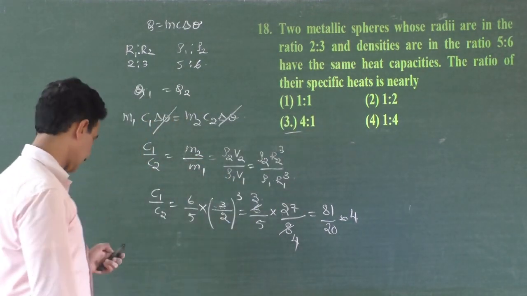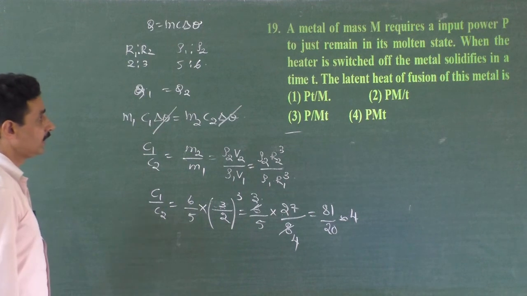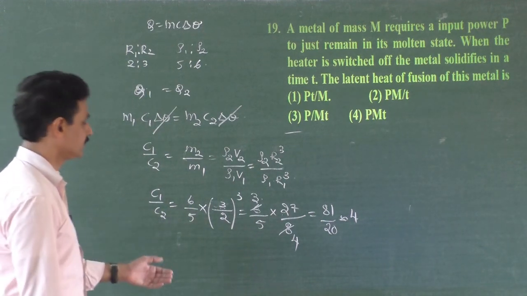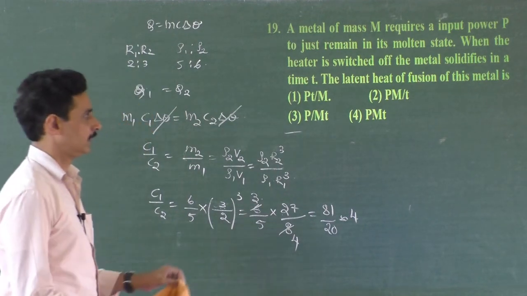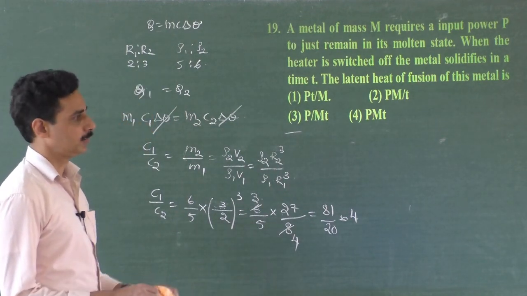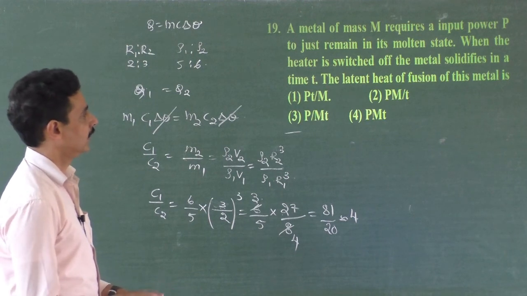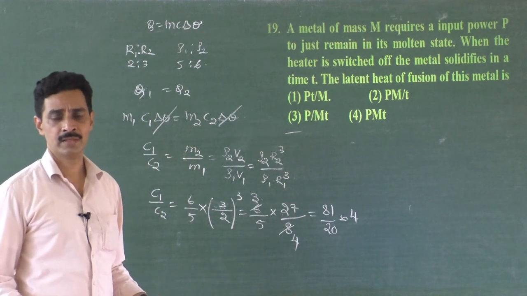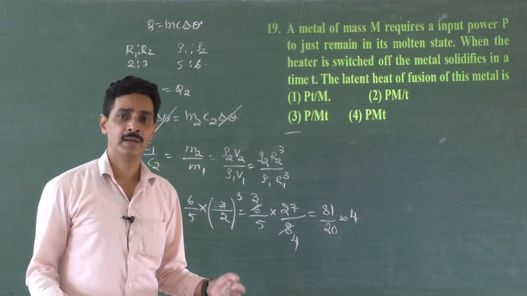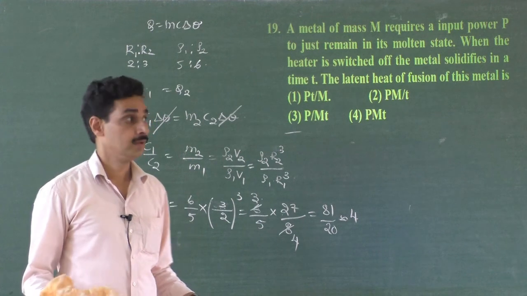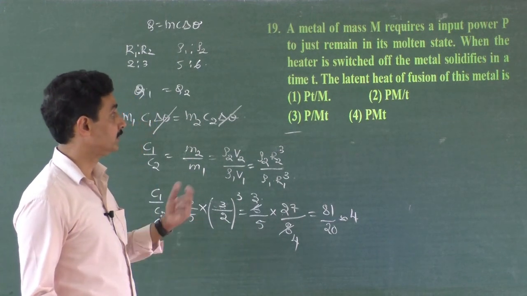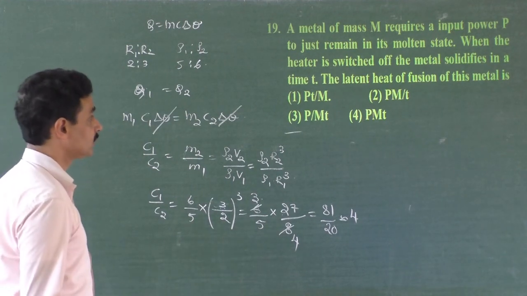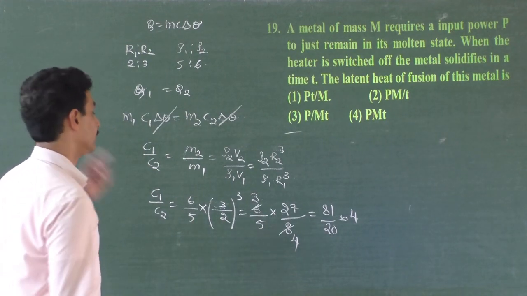nearest answer. Okay, 19, a metal of mass m requires an input power of P to just remain in its molten state. Okay, that means if you want to maintain it in the molten state, you have to keep on heating it, because it will lose the heat energy, otherwise it will solidify. It requires input power P to just remain in its molten state. When the heater is switched off, the metal solidifies in a time of T.